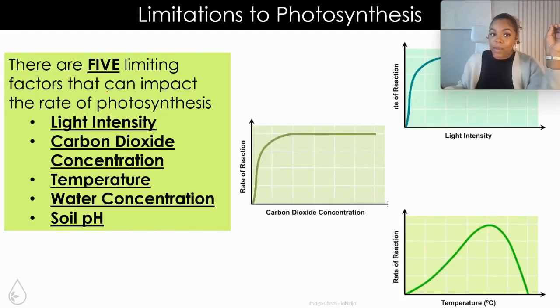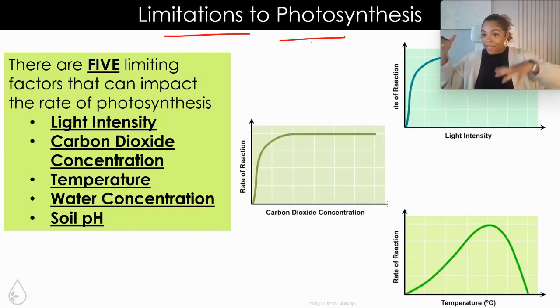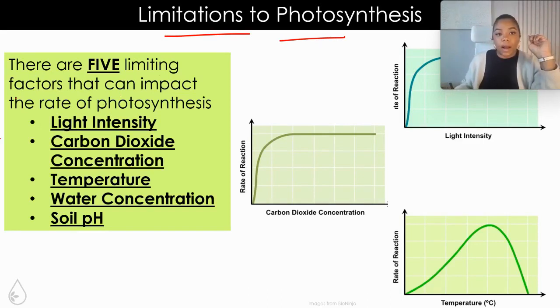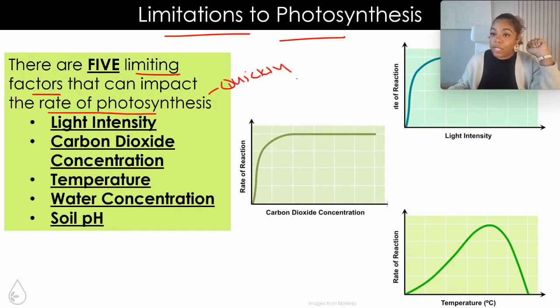Now, the last thing I want to talk about is the limitations, right? Because I just talked about, well, if we have this or don't have this, it's going to make a major impact. But I want to specifically name some of the things that you might hear. There are 5 limiting factors that can impact the rate of photosynthesis, so basically how quickly and efficiently photosynthesis can happen.